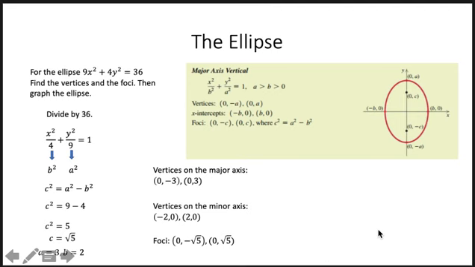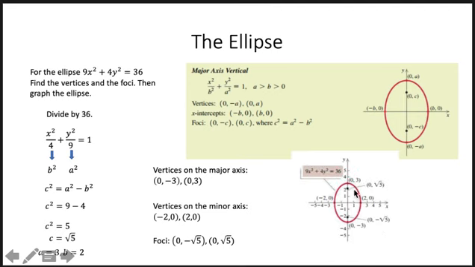Now, what about graphing this equation? We're just going to fill in the parts. So the vertices are 0, 3 and 0, negative 3. The foci are 0, square root of 5, and 0, negative square root of 5. And the minor vertices are negative 2, 0, and 2, 0, with our center at 0, 0.